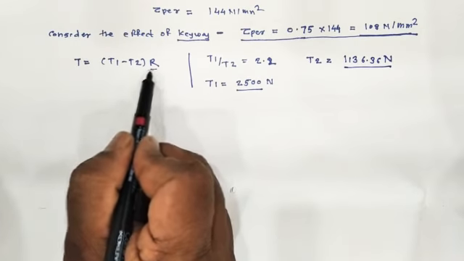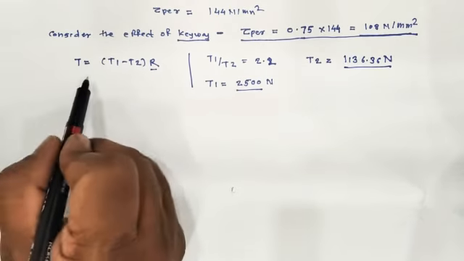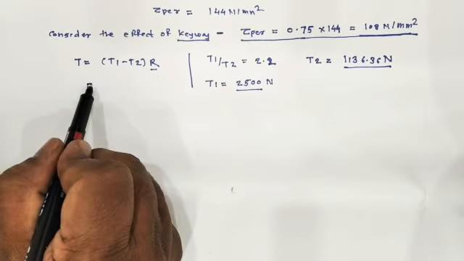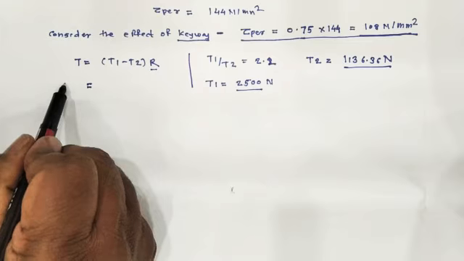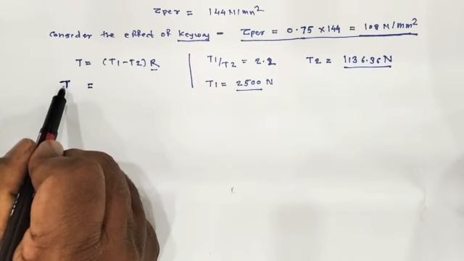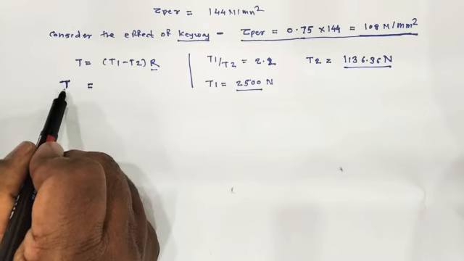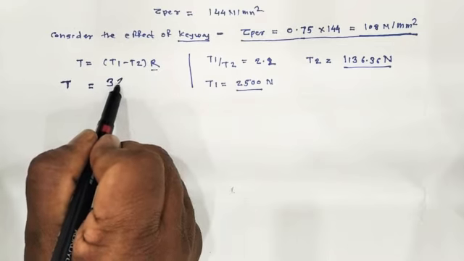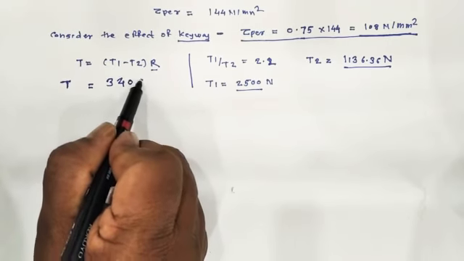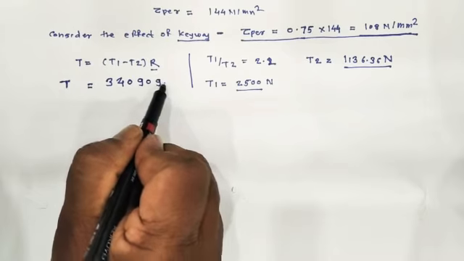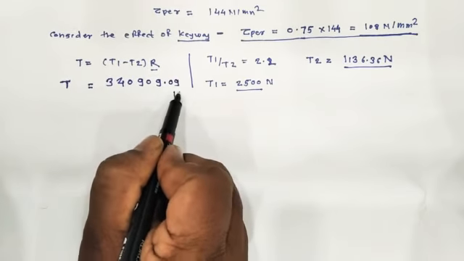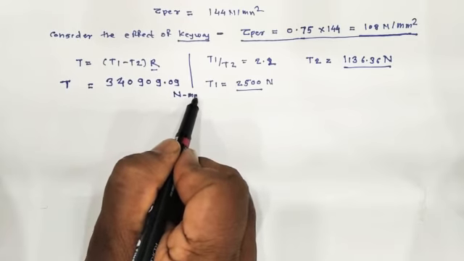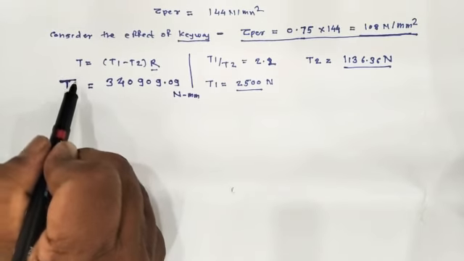So now we have both T1 and T2. We have the value of R. T1 is known, T2 is known. Substitute both T1 and T2 in this formula and calculate the value of the torque. So that torque will require that we substitute in the final equation according to the ASME code. After substituting the values of T1 and T2 and the radius of the pulley, we have torque equal to 340,909.09 Newton mm.